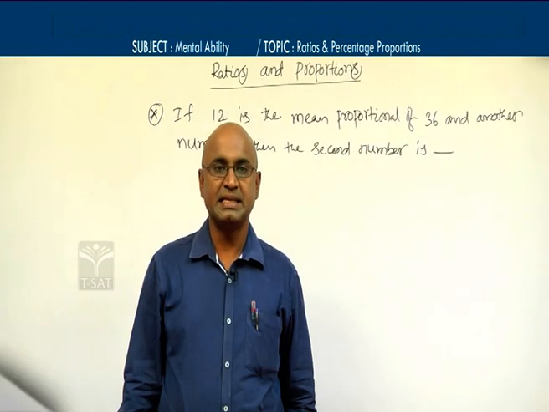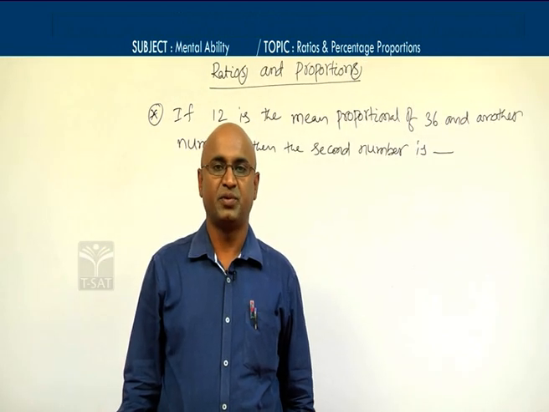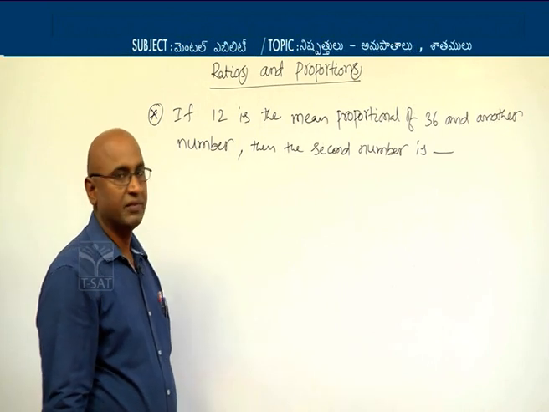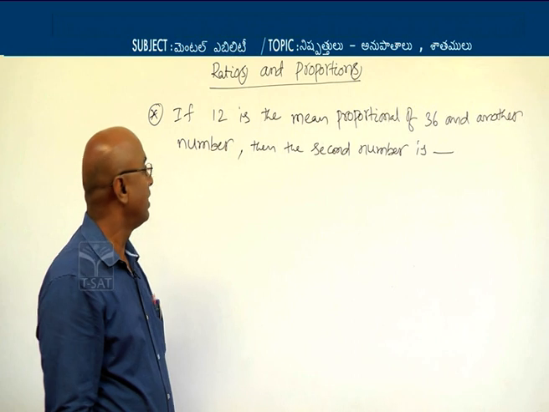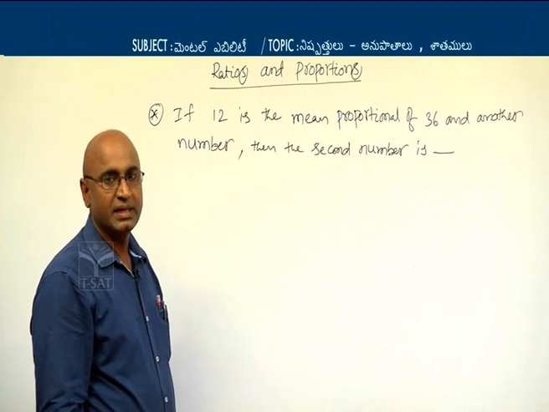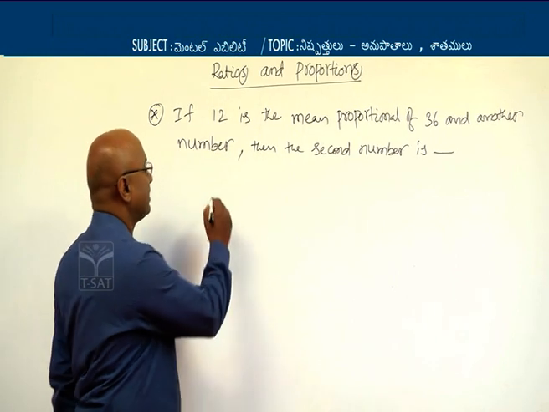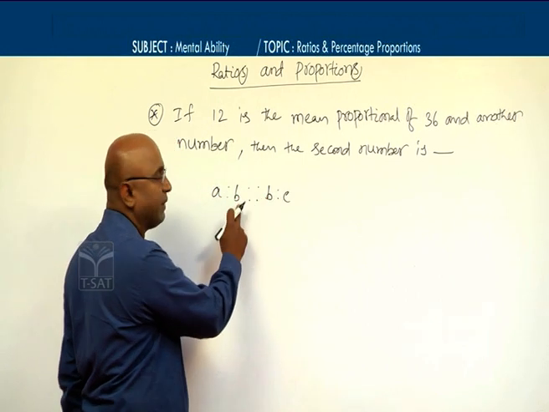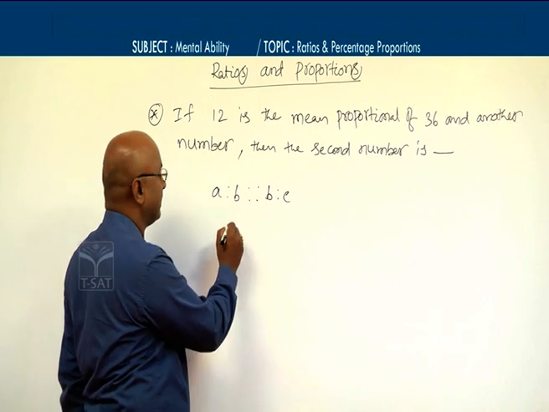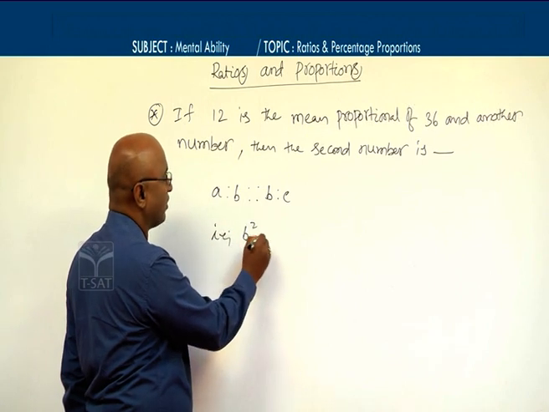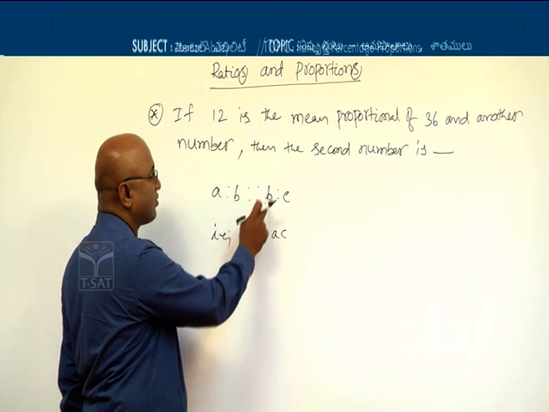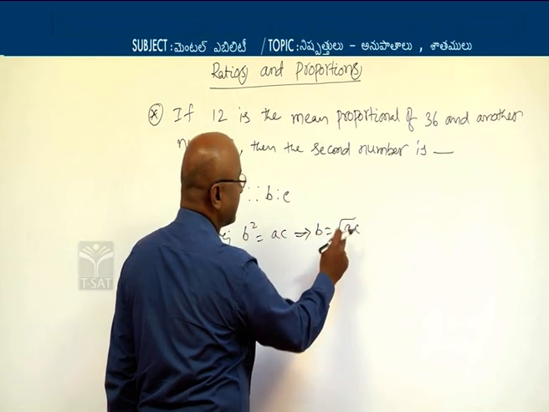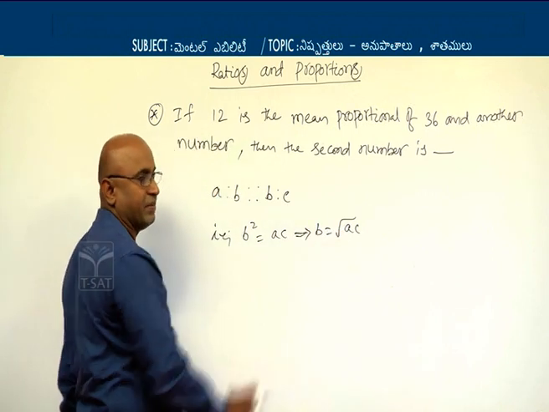The next problem is also based on the mean proportional. The problem is like this. If 12 is the mean proportional of 36 and another number, then the second number is what? We know that if A is to B as B is to C, then B is called the mean proportional. That is, the product of means is equal to the product of extremes. B square is equal to AC, which implies B equals root AC. This is the mean proportional B.